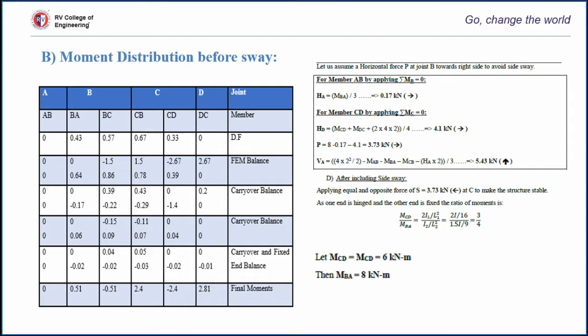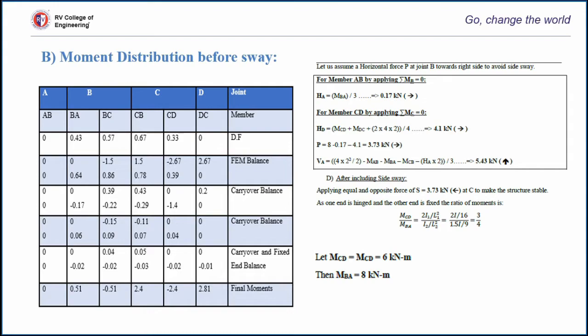So still a load of 3.73 kilonewtons is acting on the right side. So we have to consider an equal and opposite sway force of 3.73 kilonewtons. As one end is fixed and another is hinged, we have to use the proportionality of 2I1 by L1 square to I2 by L2 square. By using this, we will get it as 3 and 4. Let us consider the values as 6 and 8 for easier calculation.